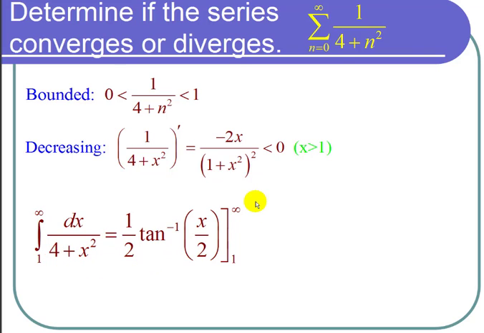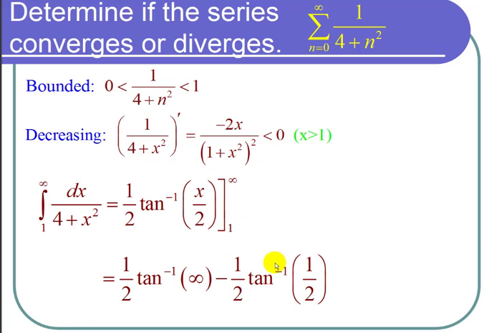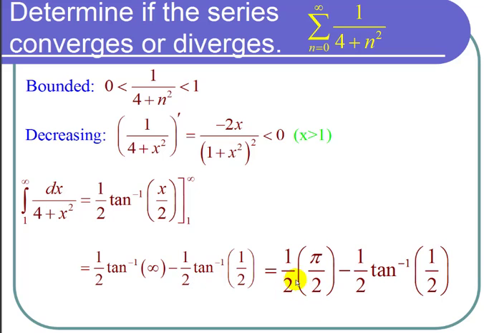So let's plug in. I get 1/2 times the arctangent of infinity minus 1/2 times the arctangent of 1 over 2. So now the arctangent of infinity, well, that is the angle such that the tangent of that angle is infinity. And that just happens to be pi over 2. So what we get is 1/2 times pi over 2 minus 1/2 times the arctangent of 1/2.